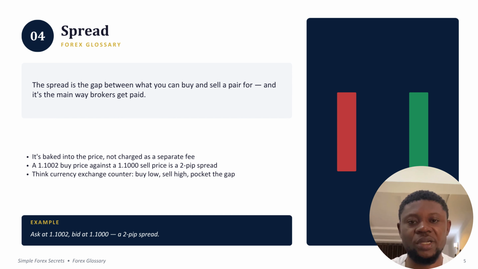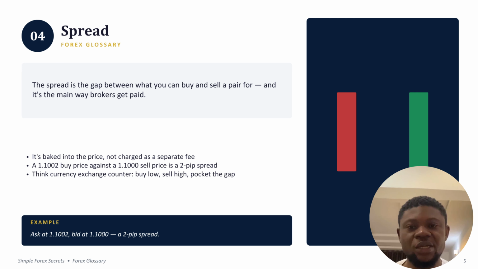Number 4, spread. A spread is the difference between the buy price and the sell price of a currency pair. And this is how most brokers make their money. Not by charging you a commission, but by slightly widening the price. An example, think of the foreign exchange bureau. They buy your dollar at one rate and sell it again at a slightly higher rate. That difference in price, that's how they make their profit. And that profit they make is the spread.